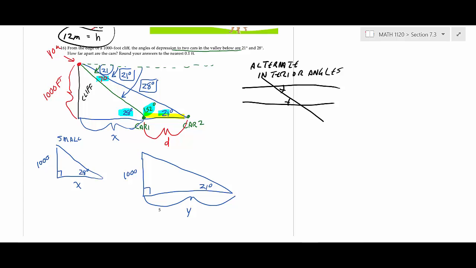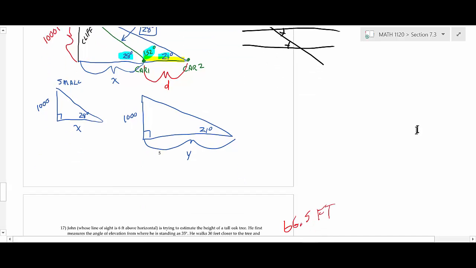Now we're going to take the big triangle with the angle 21. The side opposite is still 1,000, and we're going to find that whole side. Then we take this whole side minus that side to get what's left over. That's the strategy I'm going to use. Does that make sense? Okay. So we're going to go ahead and do the trig to finish this up.